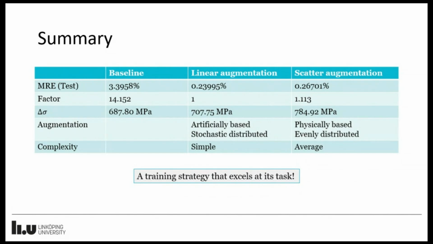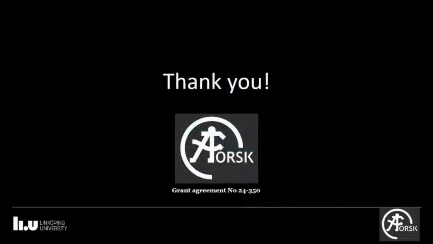And complexity level, the linear one is just a linear function, and the scatter one is not that complex, but a little bit more complex than the other one. But based on this, we can say that this kind of strategy is working very well for these tasks. And of course, we can use it for some other models also, which are more complex. It's just that the neural network will be more complex then, of course. So thank you very much.